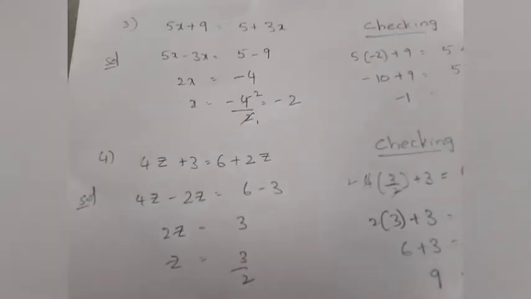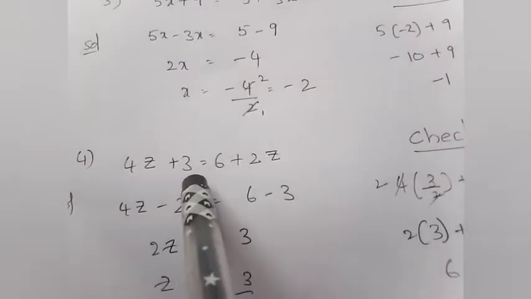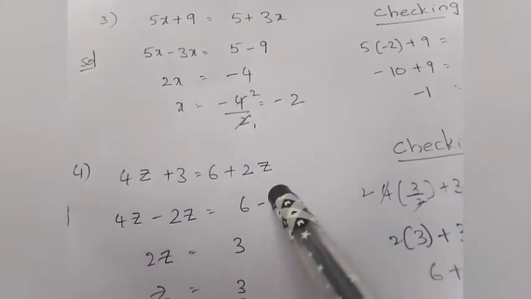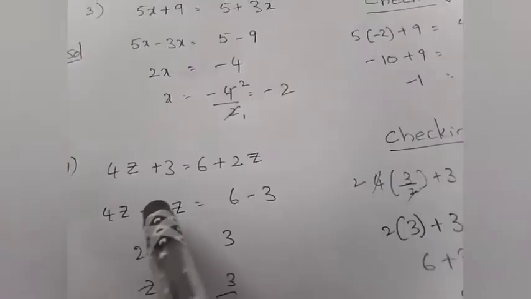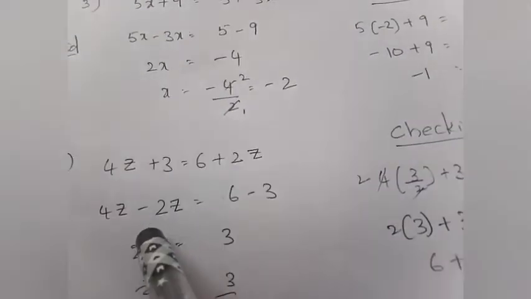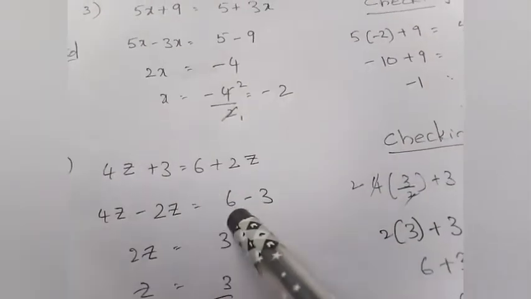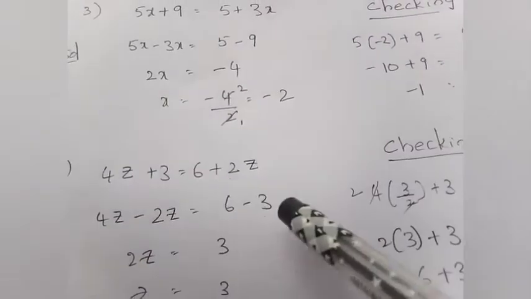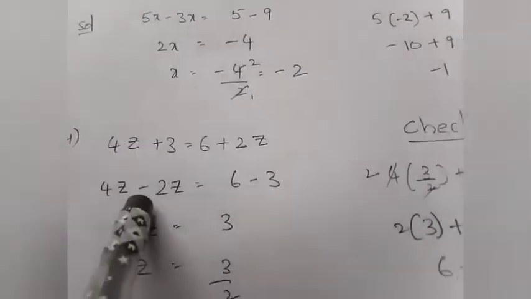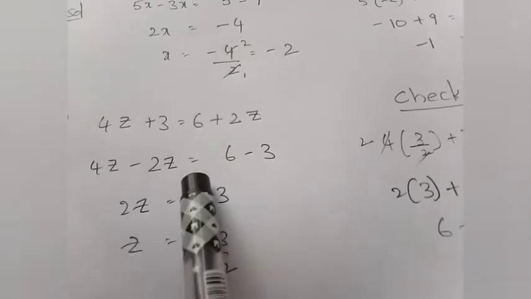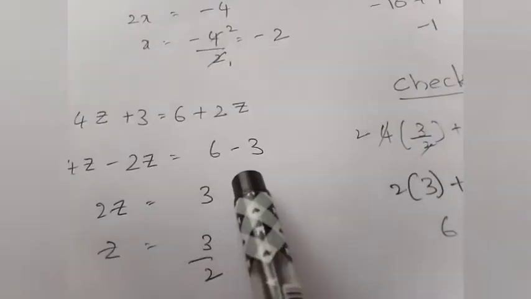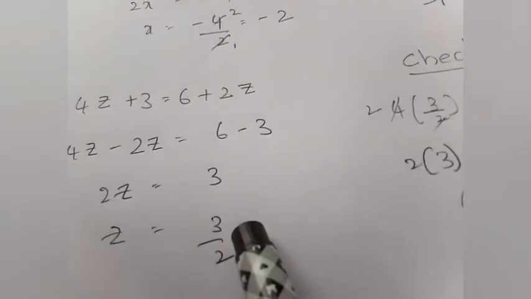Next, I am coming to the fourth problem. 4z plus 3 is equal to 6 plus 2z. Writing all the z terms on one side: 4z, next, plus 2z becomes minus 2z, is equal to 6. I am sending this 3 to that side. So, variables on one side and constants on the other side. This is 6 minus 3. 4z minus 2z is equal to 2z, is equal to 6 minus 3, which is 3. Then z is equal to 3 by 2.